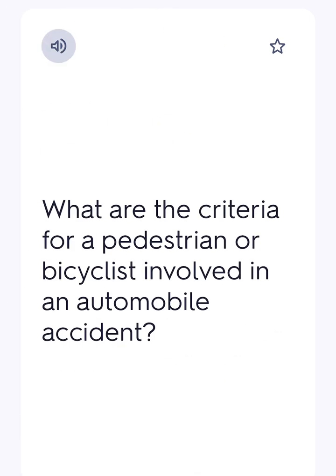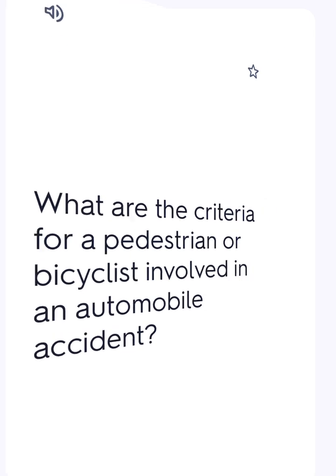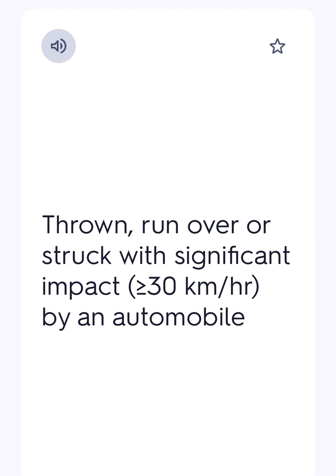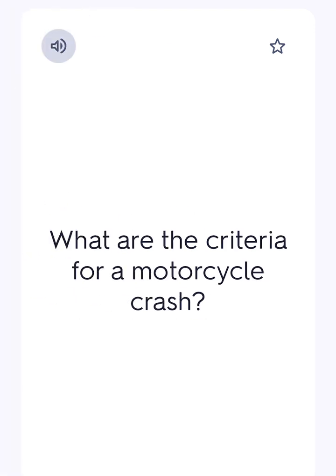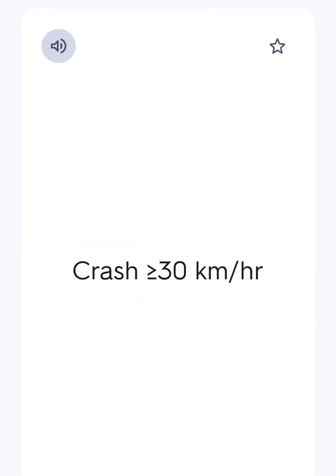What are the criteria for a pedestrian or bicyclist involved in an automobile accident? Thrown, run over or struck with significant impact by an automobile. What are the criteria for a motorcycle crash? Crash greater than or equal to 30 km per hour.